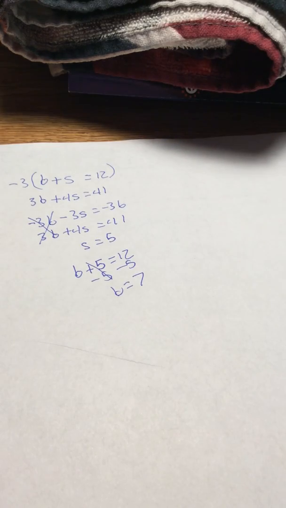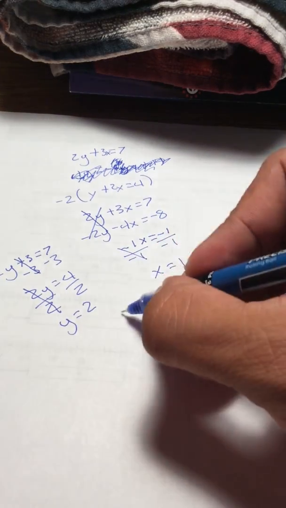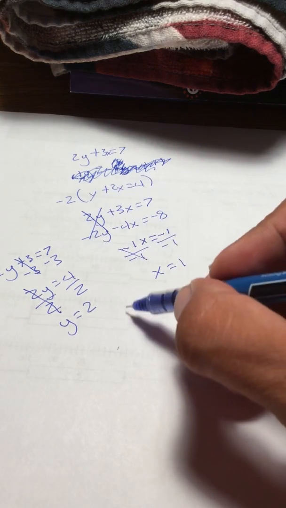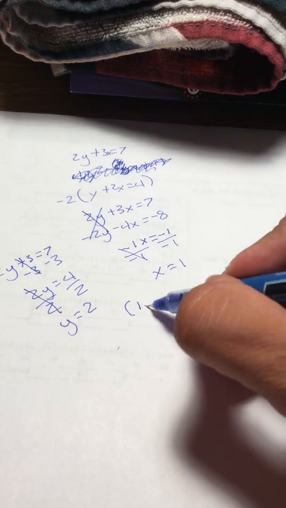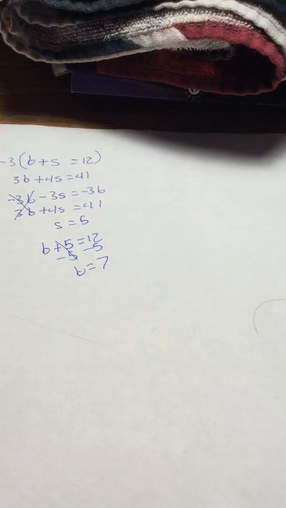In this problem here that we solved, we know that x equals 1 and y equals 2. That means where these lines intersect is exactly at 1, 2. All right? So that's how I would want the answer at the end. And that's how I want that one.